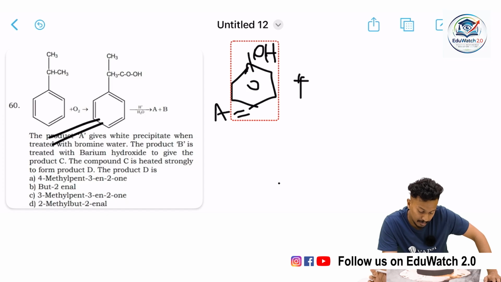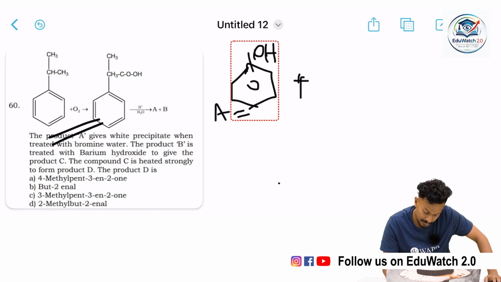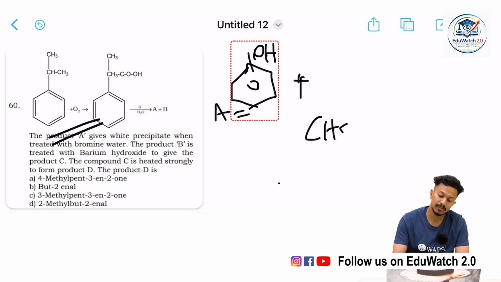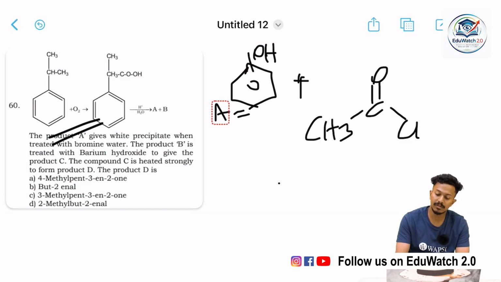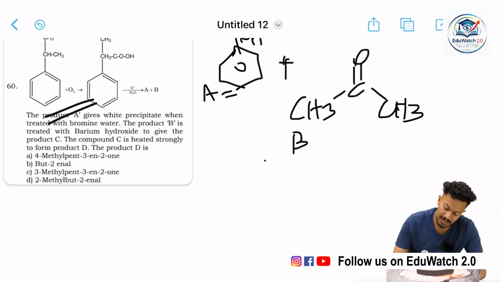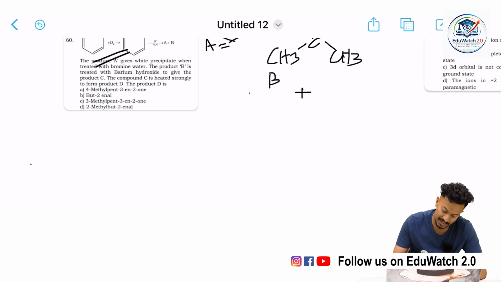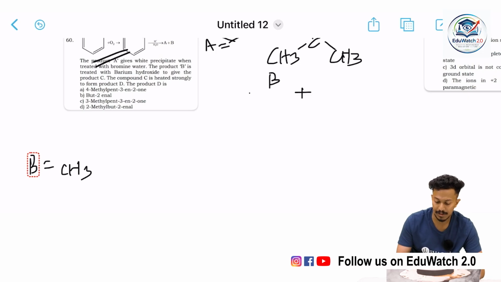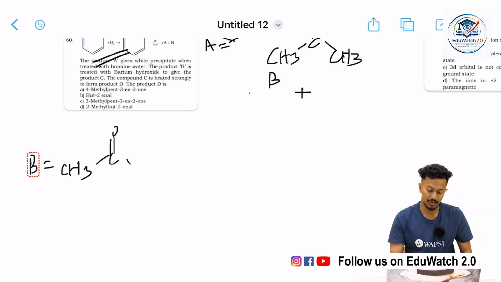The product B should be something like acetone. Am I right with acetone actually? Yes, product B gives acetone. Let me write this equation completely from here. B is acetone, CH3, C double bond O, CH3.